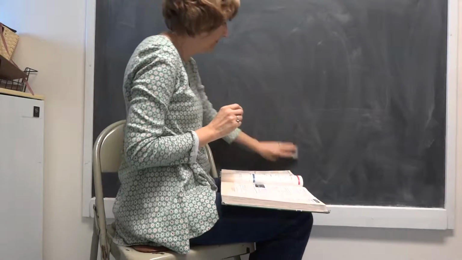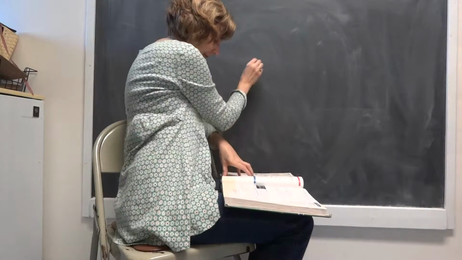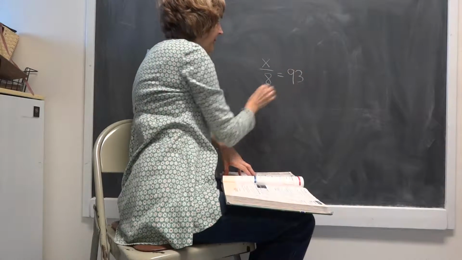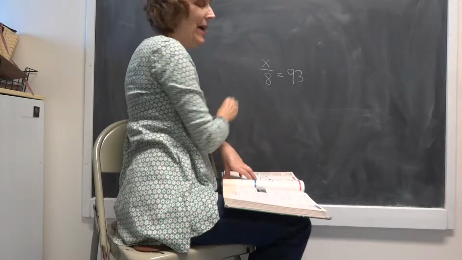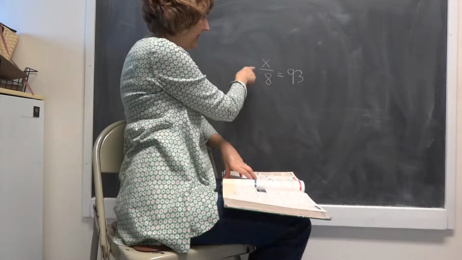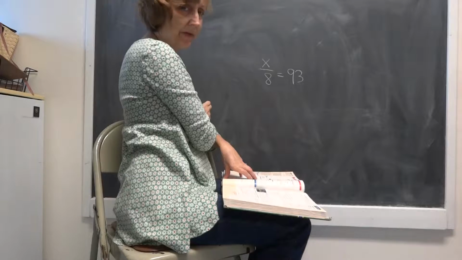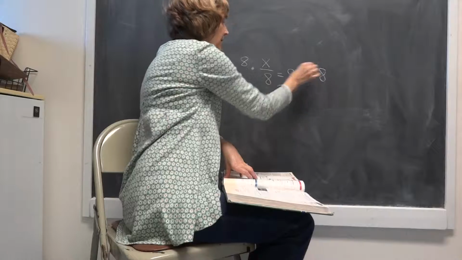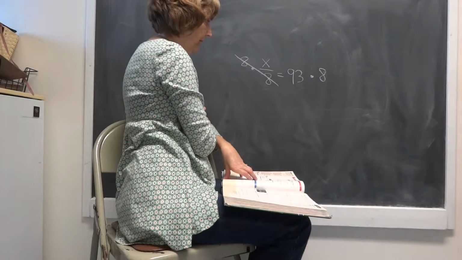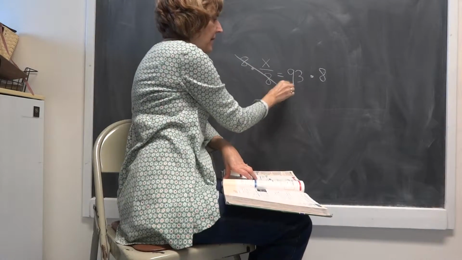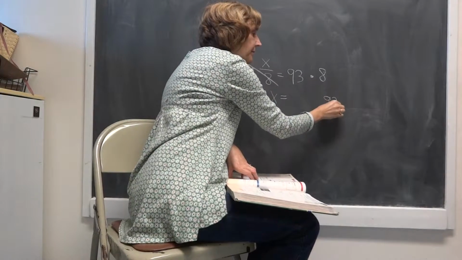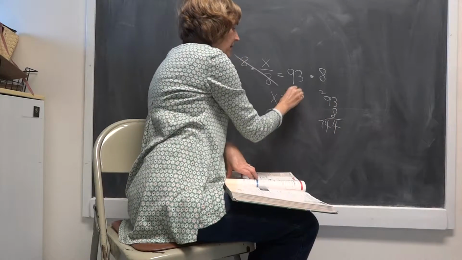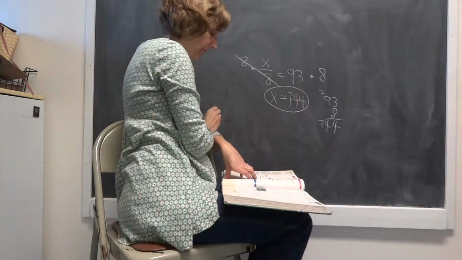All right, let's try the check understandings together. 3A, x over 8 equals 93. Again, we want x by itself, so we're going to have to do something to this side to get the 8 out of that denominator. So I'm going to multiply by 8. That cancels out the 8s, and that leaves x. 93 times 8, so the answer is 744. Okay.